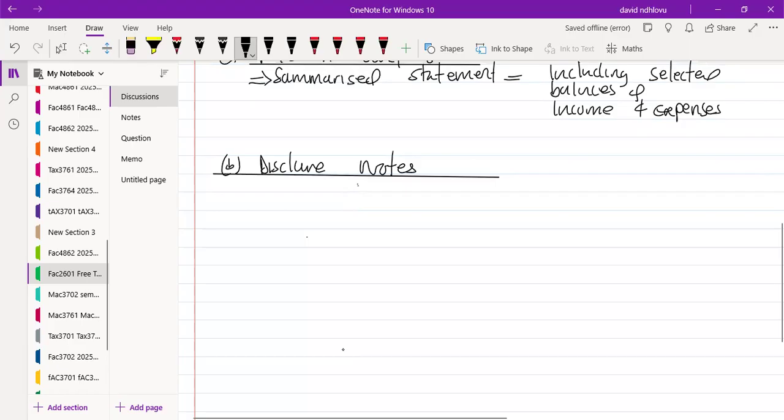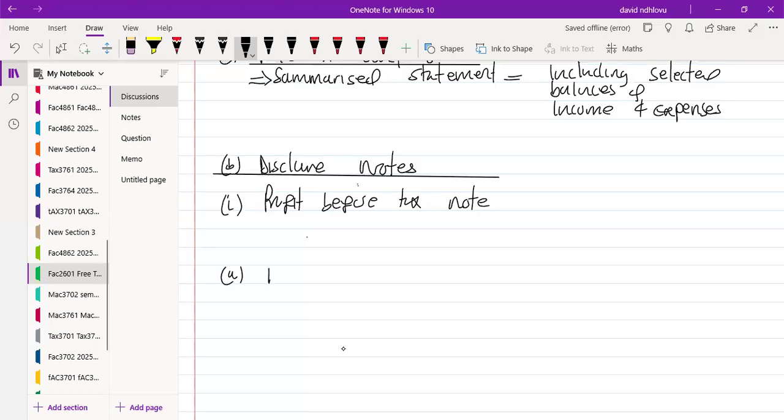Right here, we show two notes. We have what we call the profit before tax note. So we need to show the profit before tax note, and number two, we need to have the director fees note. So these are the two notes that are going to accompany our financial statement.